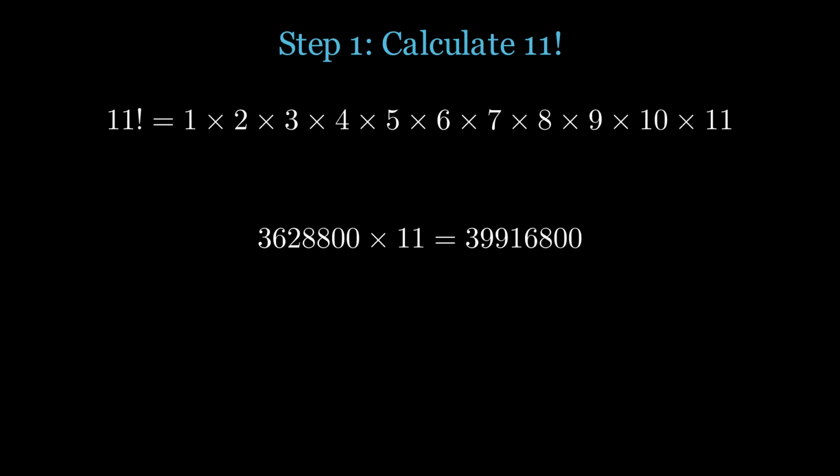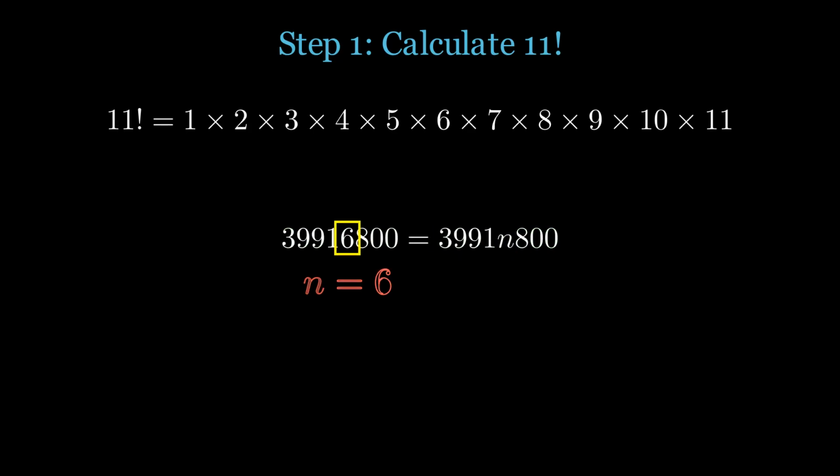Then we get 3,628,800 times 11 equals 39,916,800. Now we can see that 11 factorial equals 39,91,6,800. So the missing digit n is 6.